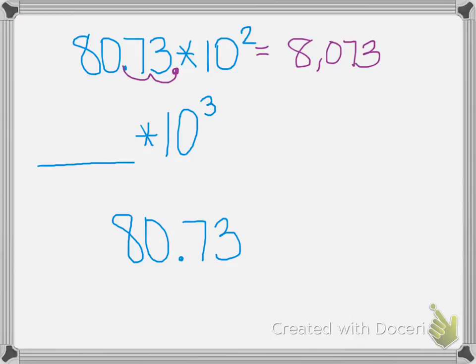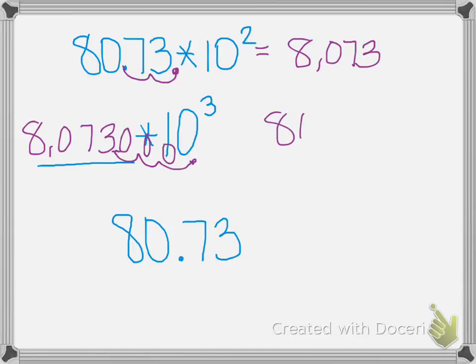Then it says multiply your product from part A by 10 to the third. So our product from part A was 8,073. If we multiply it by 10 to the third, we move our decimal point 3 spaces. We have to fill in those spaces with zeros. So now we have 8,073,000. Then it wants to know how many total places did you move the decimal point for your final product.